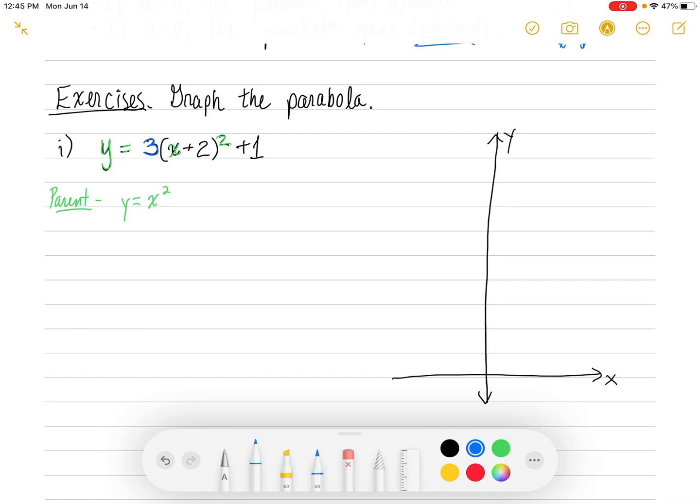After we graph that, we're going to do the first transformation, where there's a 3 out in front. If you have a 3 out in front, what does that do? Let's make it red. A 3 out in front is going to multiply all your y values by 3 from the previous parent. So it's a vertical stretch by a factor of 3. Vertical stretch by 3. If I can spell stretch.